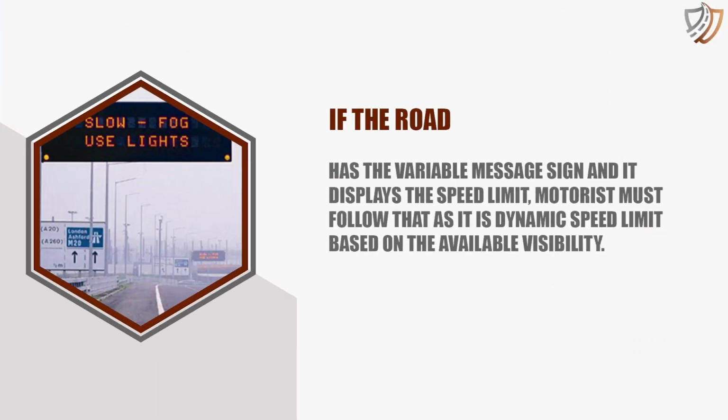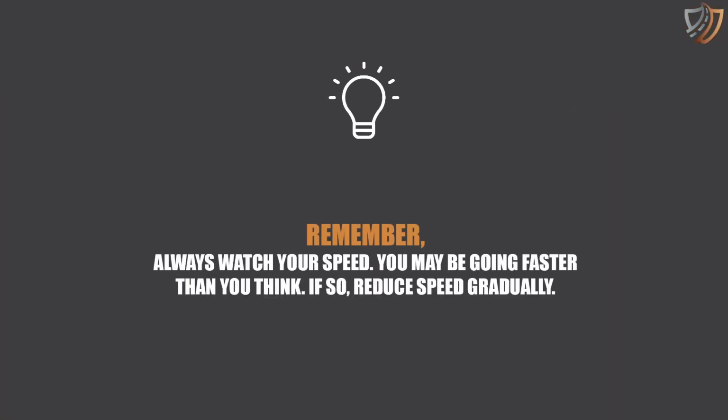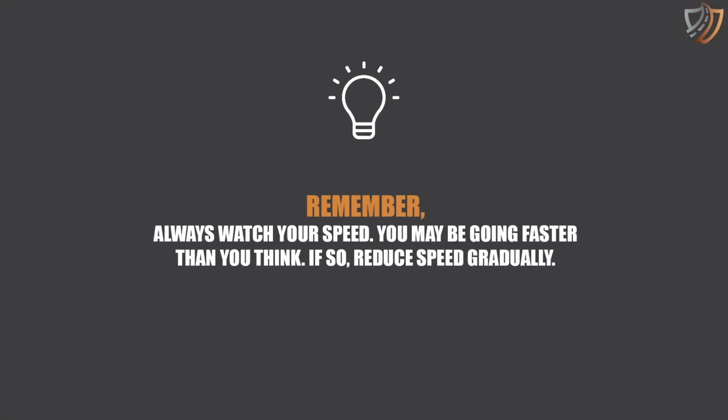If the road has a variable message sign and it displays the speed limit, motorists must follow that, as it is a dynamic speed limit based on the available visibility. Remember, always watch your speed. You may be going faster than you think. If so, reduce speed gradually.